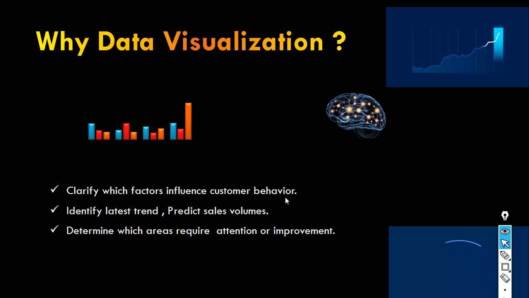And then with this visualization, we can clarify which factors influence the customer behavior. What are the factors? The price and the rating, convenience. These are the factors that influence the customers to come and buy. And also the price and offer will influence the customer to buy.